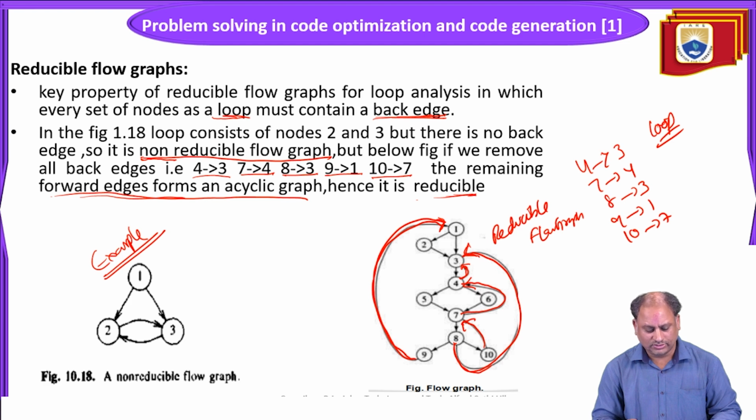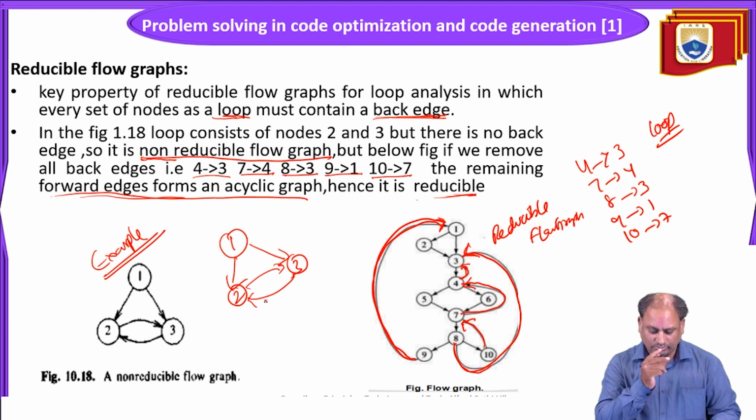But in this example, if you observe 1 to 2, 2 to 3, and 3 to 2, now it is considered as non-reducible. Here there is no back edges. Here there is no back edges. It is non-reducible. So in a reducible flow graph, the set of nodes must contain a back edge.